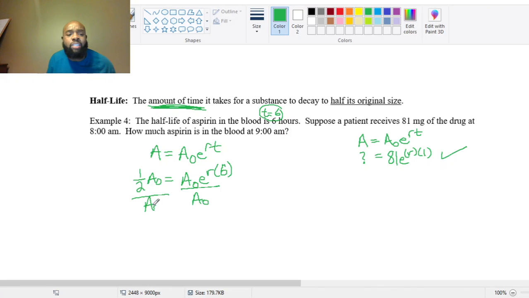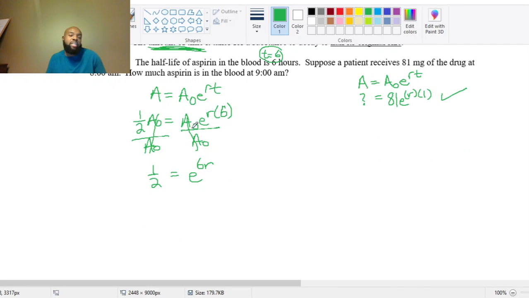When I divide both sides by a0, I'm going to get that 1/2 anyway. So I get 1/2 equals e to the 6r. And so that 81 or 40.5, all that stuff is going to reduce when I isolate the exponential expression to a 1/2 anyway, all right? So you can choose. I'm just using the a0 here.